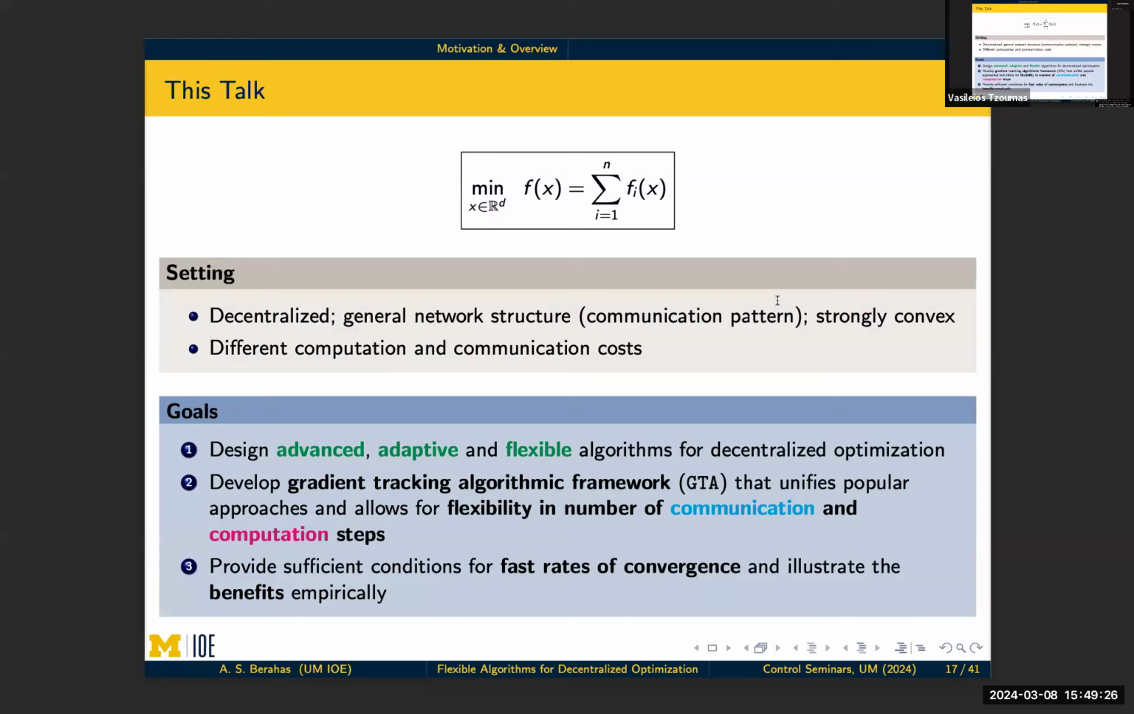Remember I said that the cost could be different? If you have an application where communication is 1,000 times more expensive than computation, maybe you don't want to do a one-to-one match. And then finally, we provide sufficient conditions. This is Shagun's work, and we also show the benefits empirically.